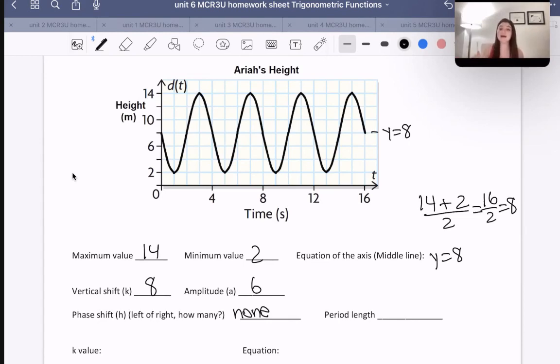Now, because this is a sinusoidal function, or actually really because it's a periodic function, it repeats over and over. So one could also argue and completely be correct in saying, oh no, the phase shift was 2, right?